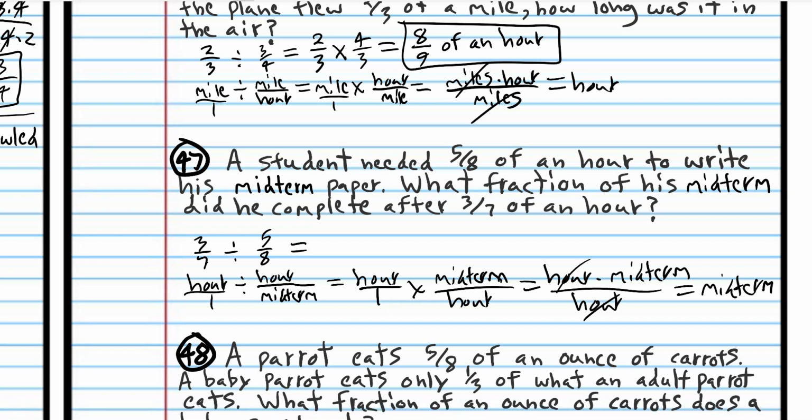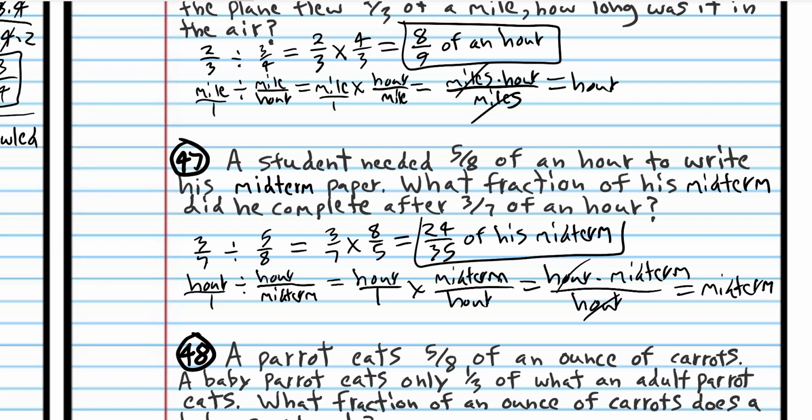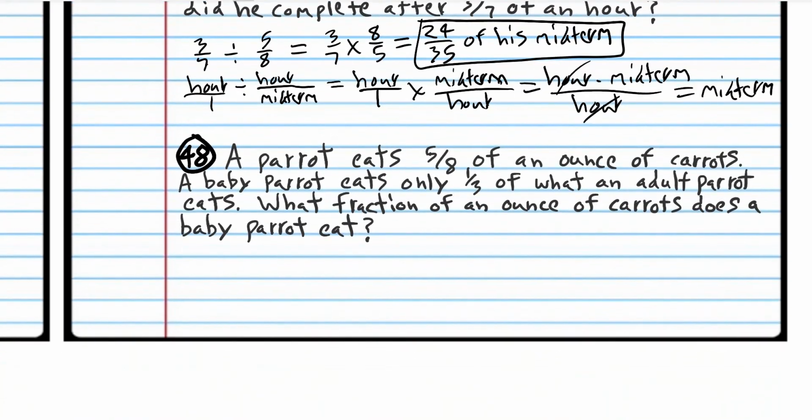So 3/7, change it to multiplication, flip the divisor, multiply straight across, 24 over 35. And can we reduce that? I don't think we can. So 24 over 35 of his midterm. He didn't complete his midterm. He just did this fraction of it. All right.